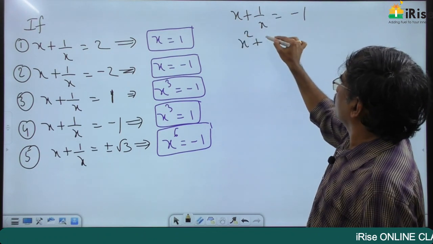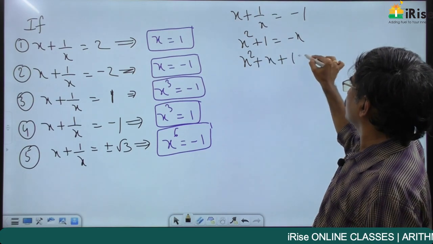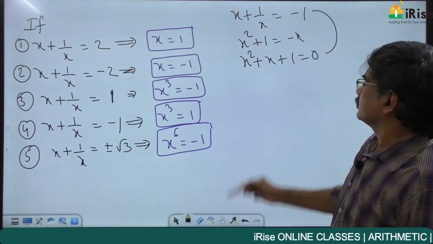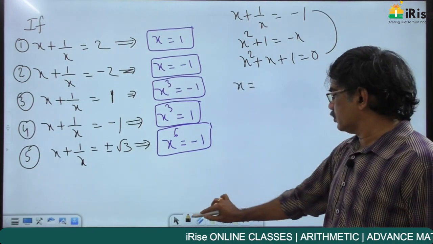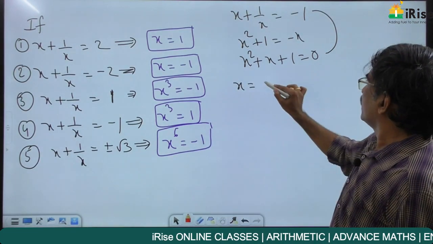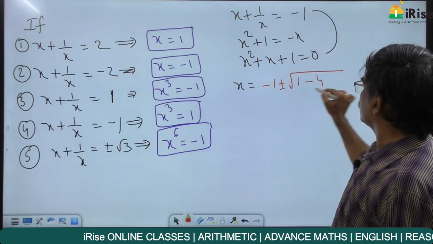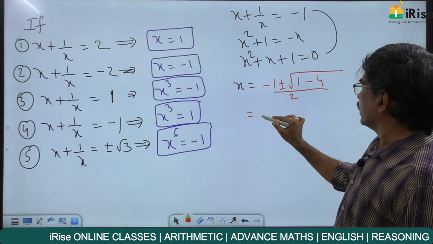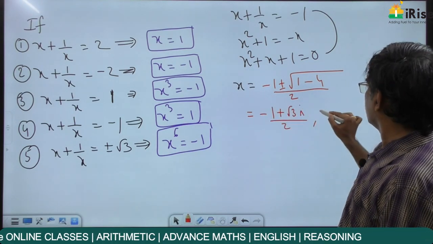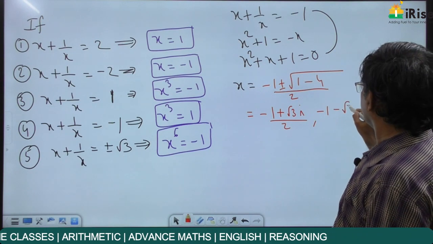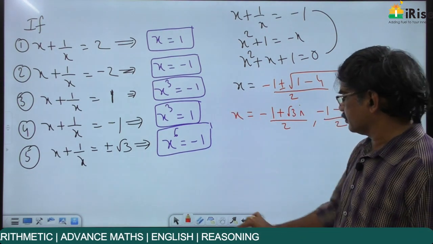then x square plus 1 is equal to minus x, x square plus x plus 1 is equal to 0. x is equal to minus b plus or minus root of b square minus 4ac by 2a. We get minus 1 plus root 3i by 2 comma minus 1 minus root 3i by 2. These are the roots of x.